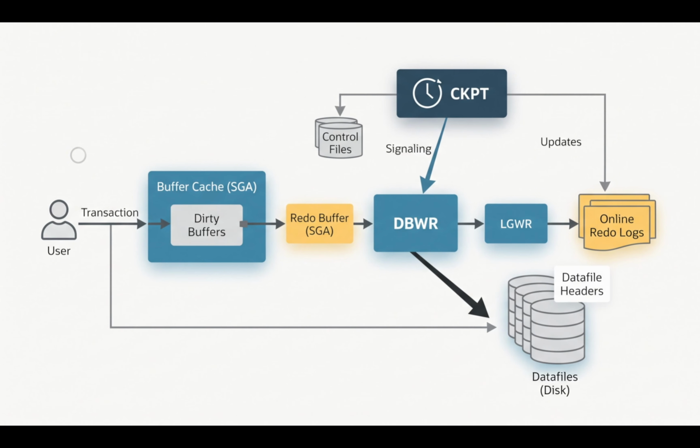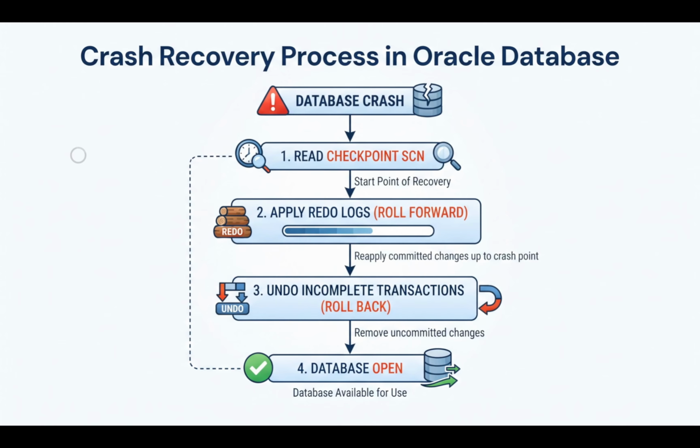So these three processes have different responsibilities, but they work together. Log writer handles the redo, DB writer handles the dirty data blocks, and checkpoint coordinates checkpoints. Together, they provide the foundation of recovery. Now let's imagine something goes wrong. The Oracle instance crashes. What happens next?